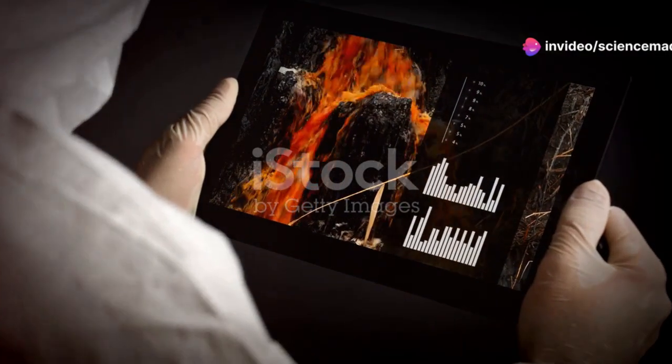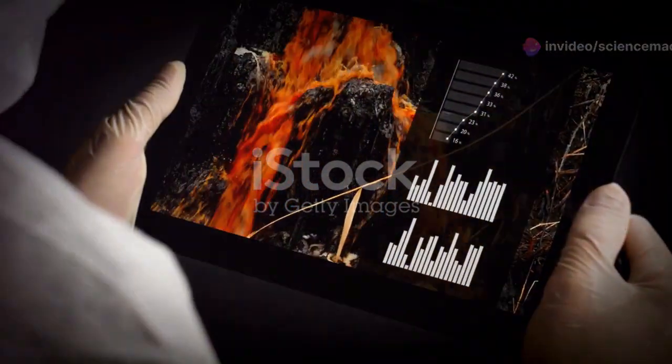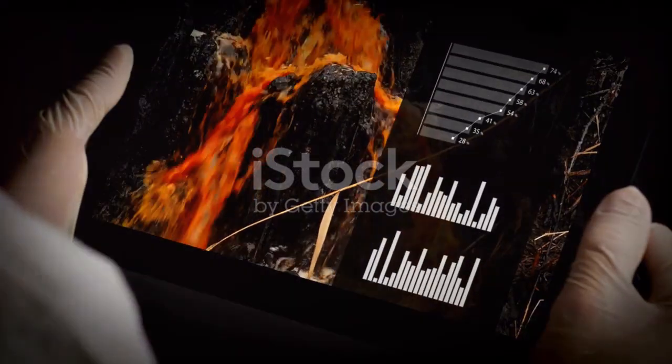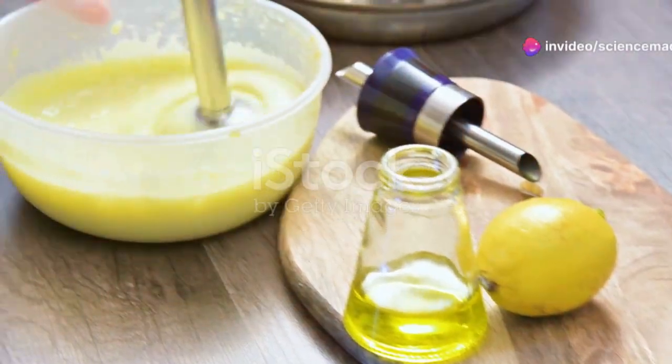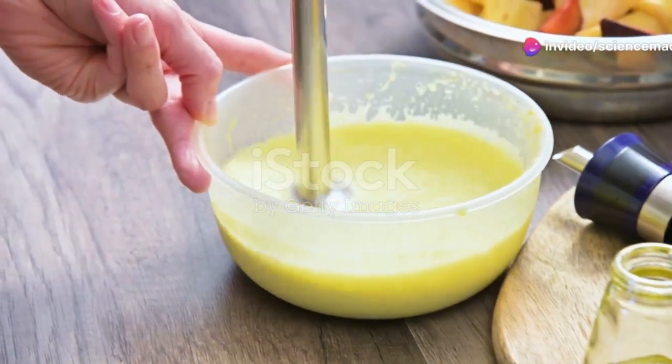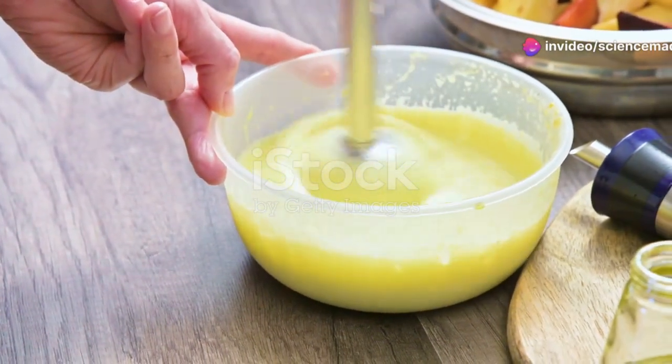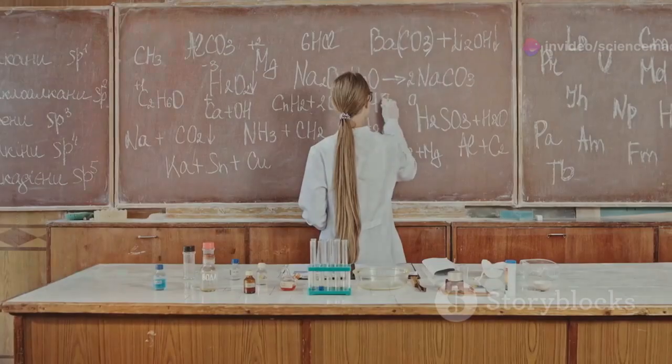Understanding the differences between solutions, suspensions, and colloids is important in various applications. For example, in the food industry, controlling the size of particles in a colloid can affect the texture and stability of products like mayonnaise and ice cream.